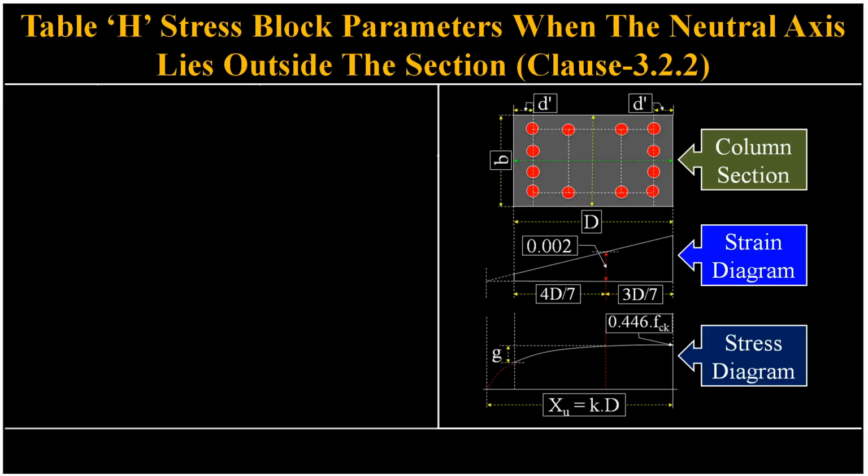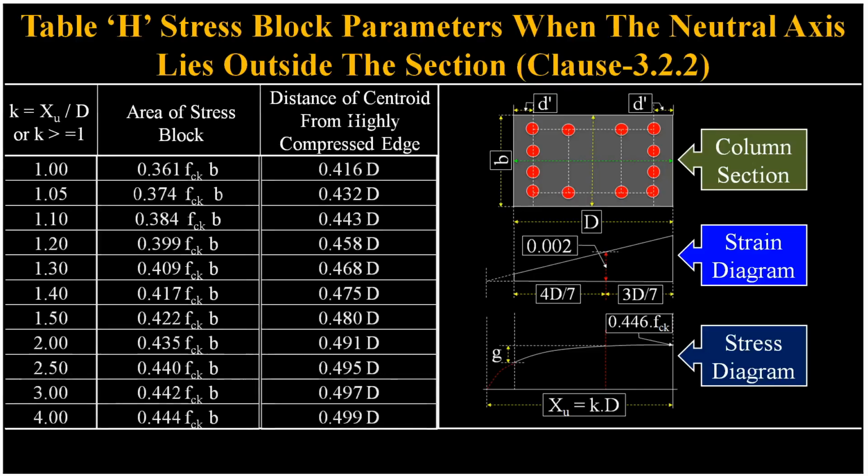The strain diagram shows the maximum concrete compressive strain of 0.0035 at the highly compressed edge. The strain does not reach zero at the bottom, indicating the entire section is in compression. The stress diagram below it confirms that all parts of the section are subject to compressive stress.